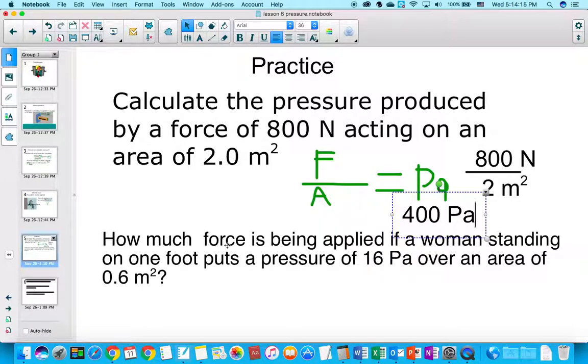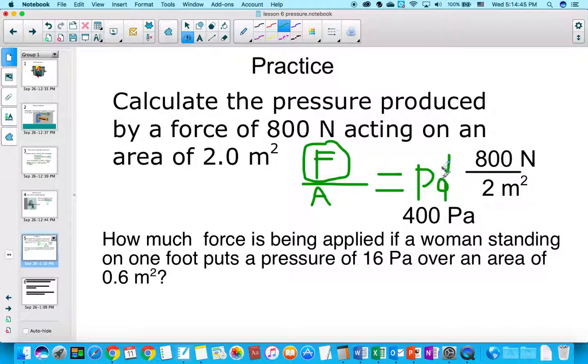This question's a little bit different, right? This one's asking how much force is being applied if a woman standing on one foot puts pressure of 16 pascals over an area of 0.6 meters. Okay, well, now we look at our equation again, which is F over A, force over area. But we are looking for force, the amount of force being applied. We have pressure. We have area. How can we find the force?